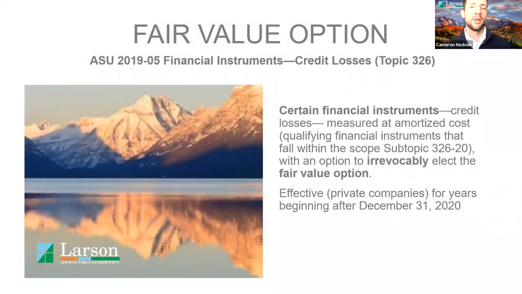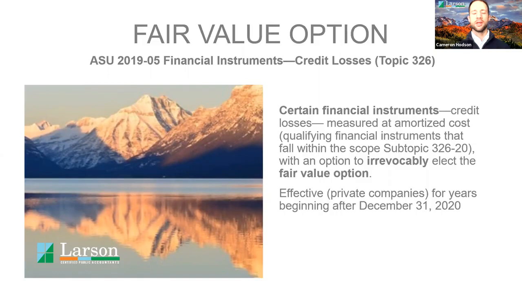So moving a little away from CECL, but still in the same area, for those companies that anticipate quite a burden from reporting under CECL, there is some transition relief. And one of those is the fair value option. This will allow any of those financial assets that fall under the scope of 326.20, which is where CECL is going to live in the guidance, you can choose instead to apply the fair value option.